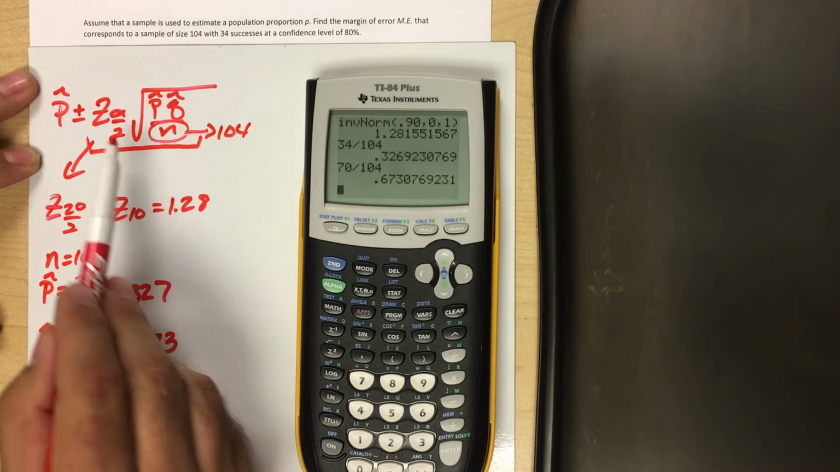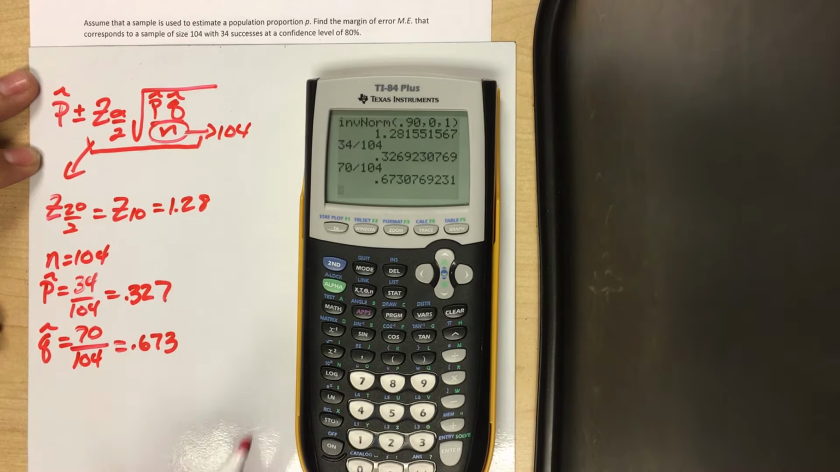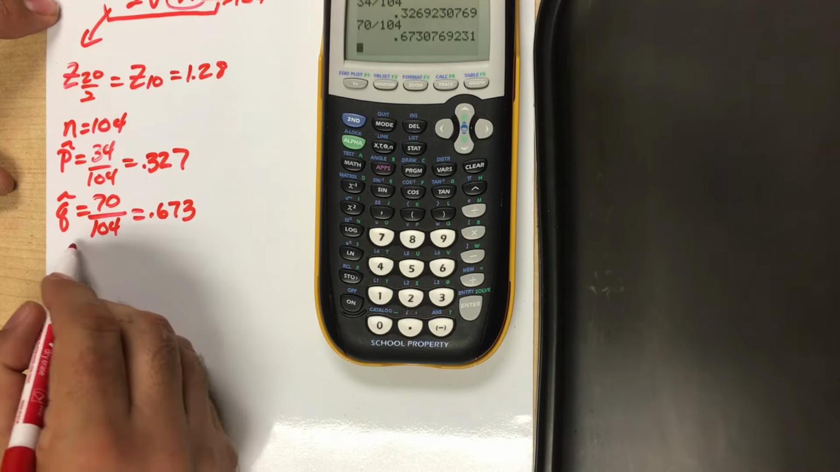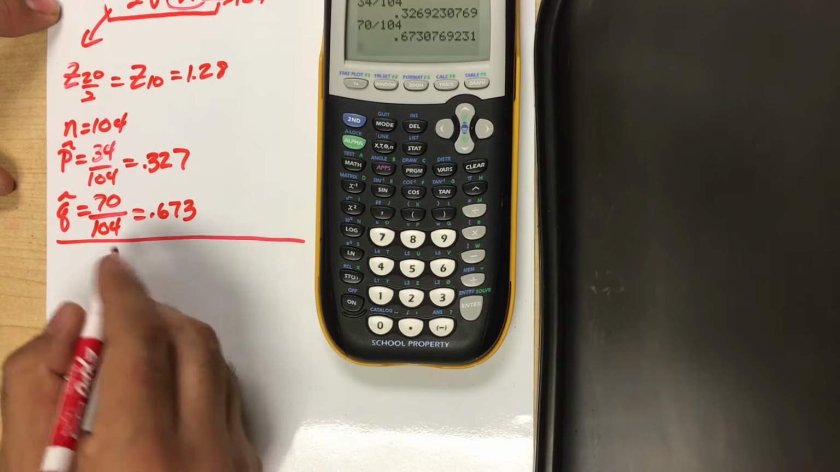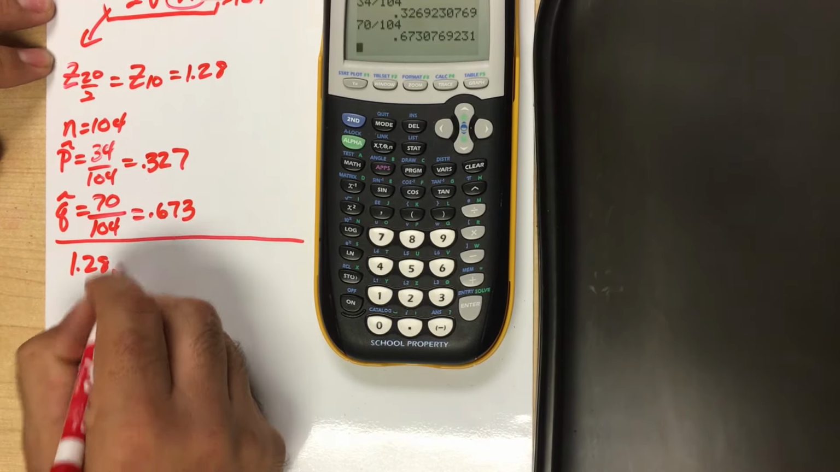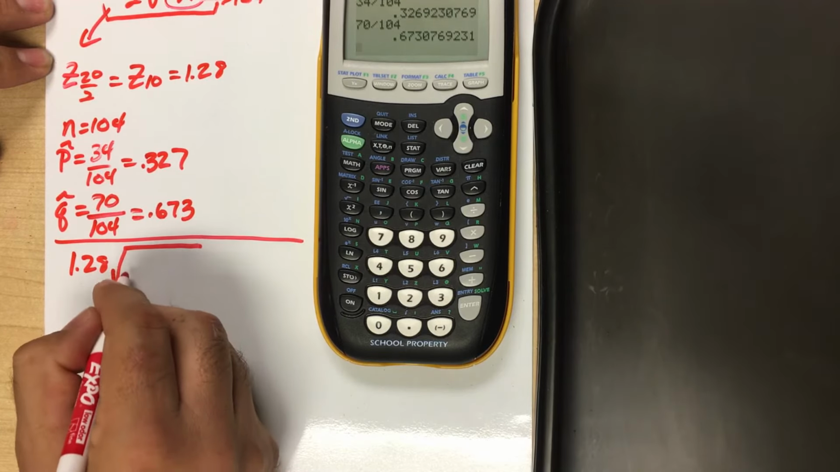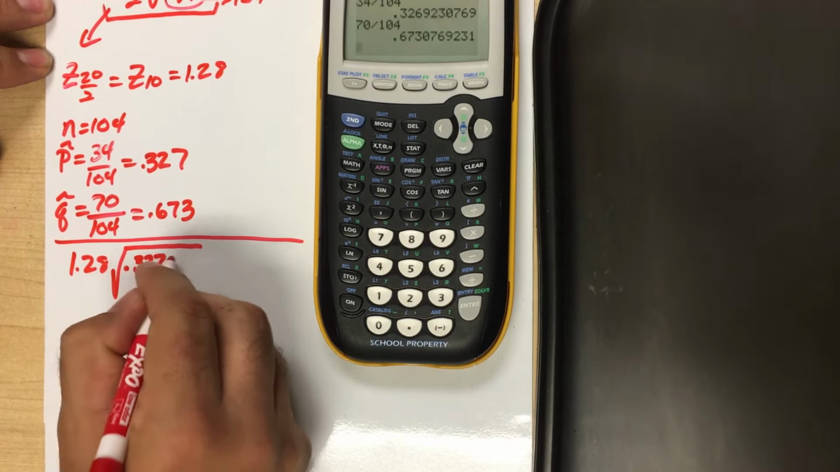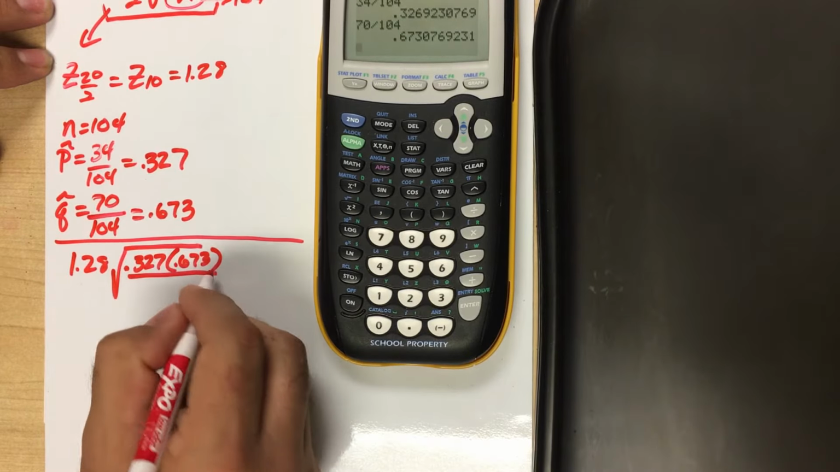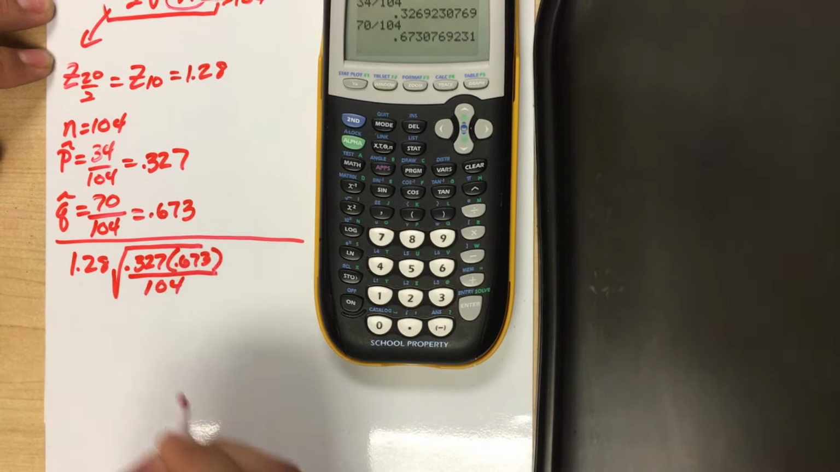I've got p hat, I've got q hat, I've got n, I've got the z-score, so we're ready to rock and roll. So let's plug in everything we know. We're going to have our z-score, which is 1.28, times the square root of 0.327 times 0.673 divided by n, which is 104.